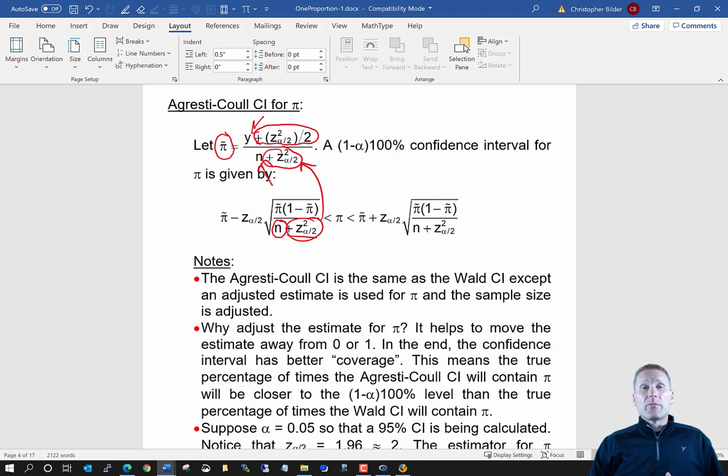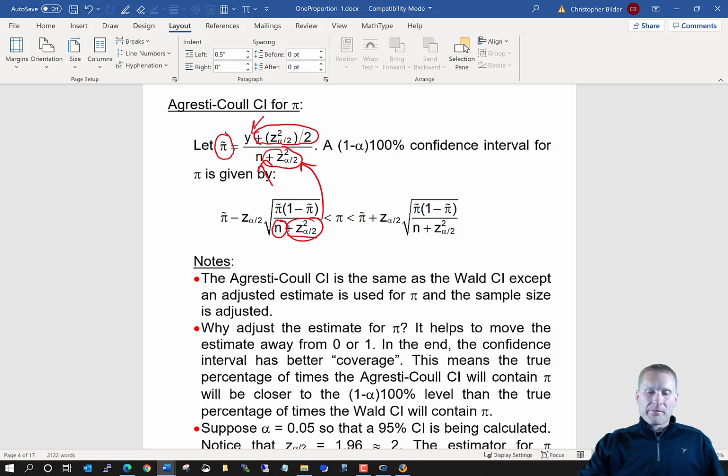This interval is better than the Wald confidence interval. What I mean by that is its coverage is closer to that 95%, or 1 minus alpha times 100%, level much more often than with a Wald interval. So when I say 95% for my confidence level, I can feel more confident that truly this kind of interval is 95%.